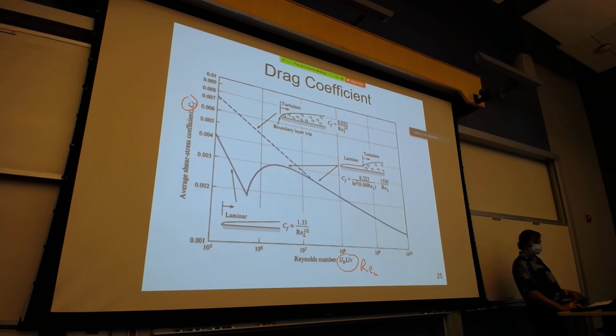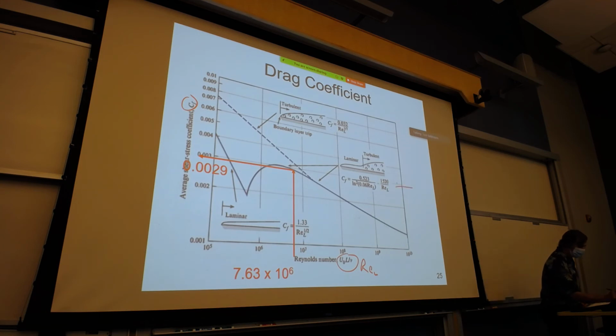And in this particular example, we have a boundary Reynolds number at the trailing edge of 7.63 times 10 to the 6th. Go up to your curve, go over, and you read out 0.0029. We calculated 0.00288 when we calculated it. So this is a nice little check on what we just did. And again, here's the same equation that we used, and you can see that equation is used on this part of the curve.